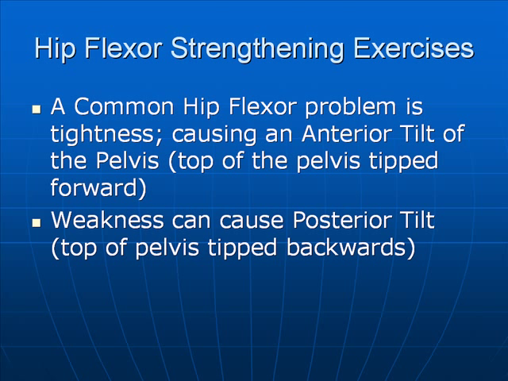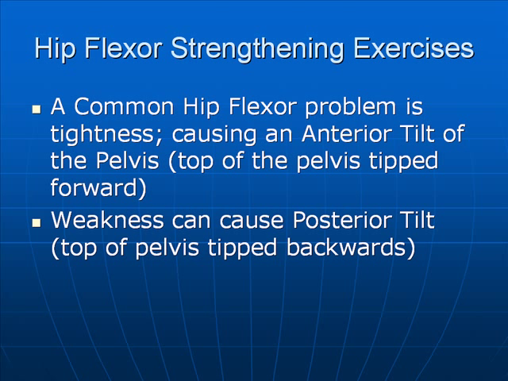When most people have a problem with the hip flexors, they think of tightness in these muscles. Now, tightness in these muscles can cause what we call an anterior tilt of the pelvis. That's where the top of the pelvis is tilted forward. So if you put your hands on your pelvic bones and move them in a forward direction, that is anterior tilt.